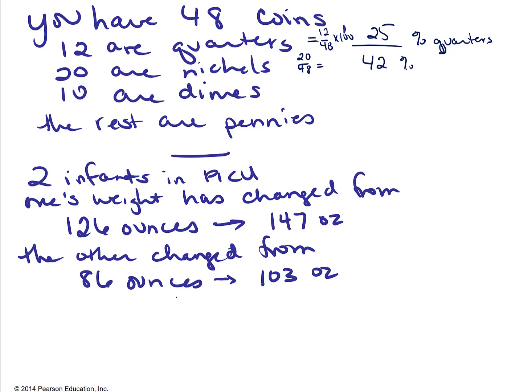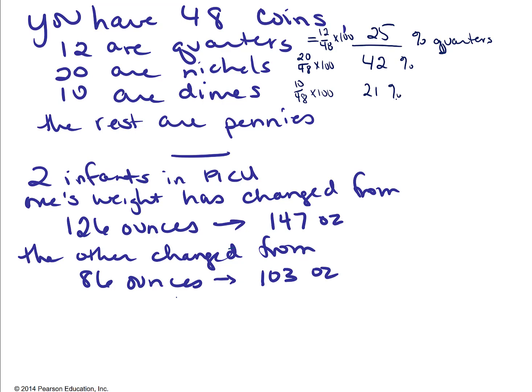About 42% are nickels. 10 are dimes. 10 divided by 48, should have put that times 100 on the last one. 21, half as much as the nickels. And the rest are pennies.